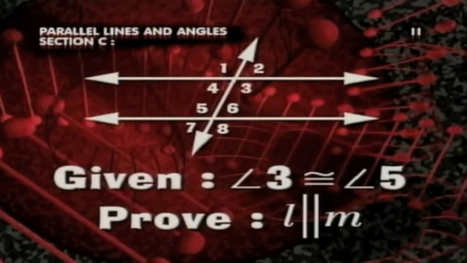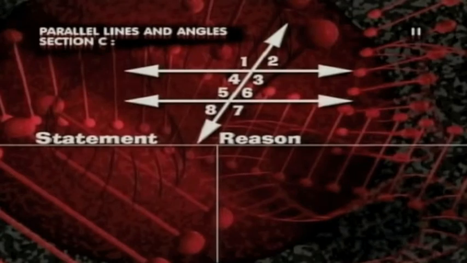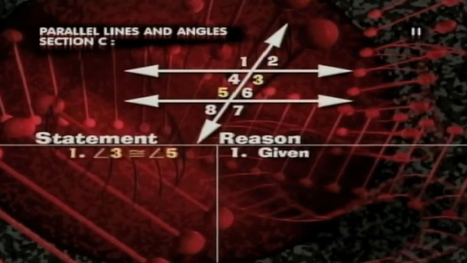To prove our theorem, we're given that angle 3 is congruent to angle 5. We need to prove that lines L and M are parallel. Let's set up our proof table. Our first step is to state our given information. Angle 3 is congruent to angle 5.